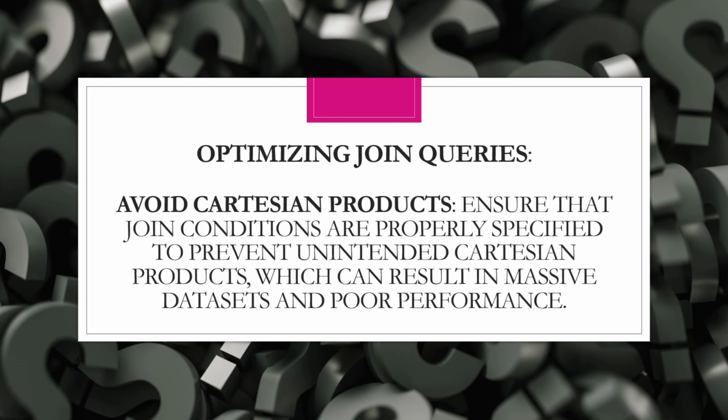Avoid Cartesian products. Specifying the join condition accurately is crucial to prevent Cartesian products, where every combination of rows from the joined tables is returned. Cartesian products can lead to exponentially large result sets, consuming excessive resources and severely impacting performance. By ensuring precise join conditions, only the desired related rows are combined, avoiding unintended data explosion and maintaining efficient query execution.